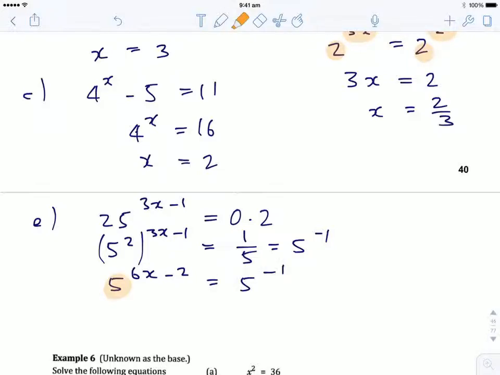Again, because now we've expressed both of these with a base of 5, we can say that the exponents are equal to each other. So 6x minus 2 equals negative 1. Add 2 to both sides, and our answer here is 1/6. Notice I've never gone for my calculator here, so these are the kind of questions you may get in the calculator free section.